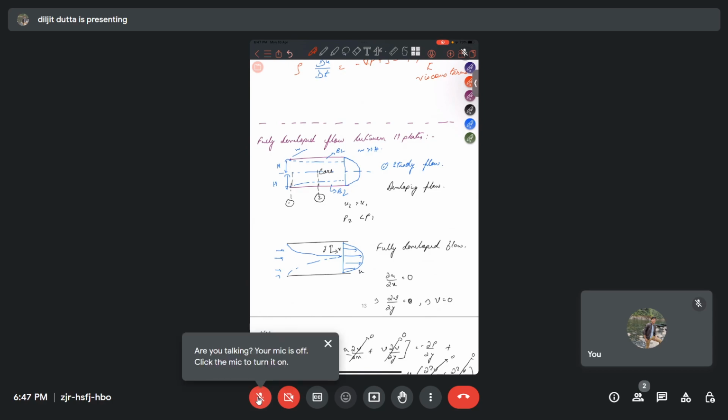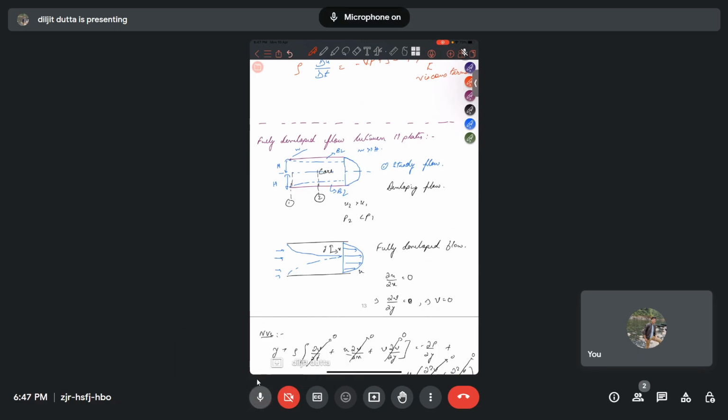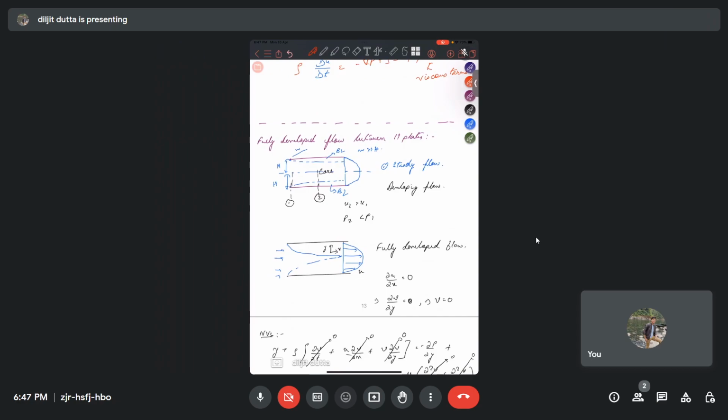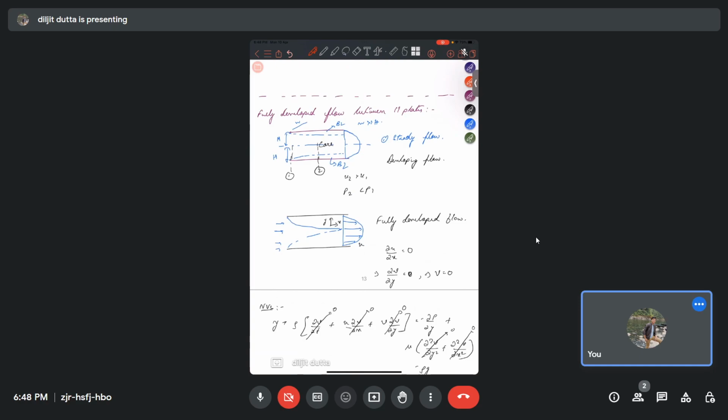Okay, now we will see two examples of Navier-Stokes equation, where you can have the analytical solution. First thing is we will consider a flow between parallel plates where both the plates are fixed. So these are two parallel plates.